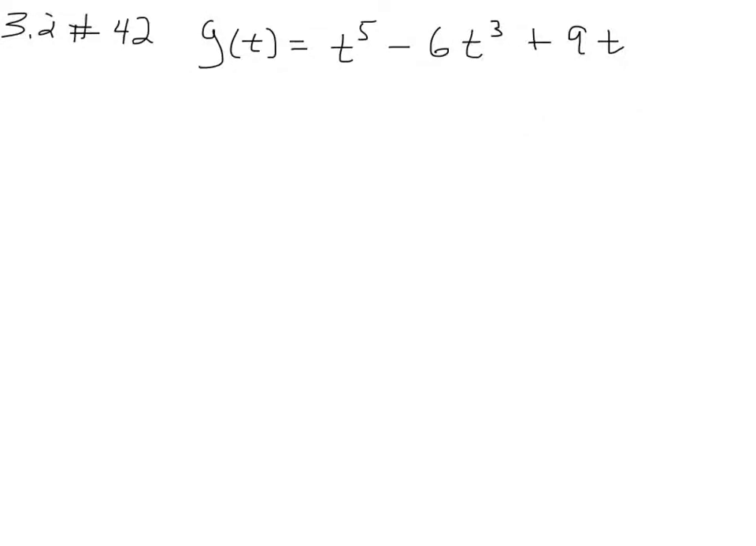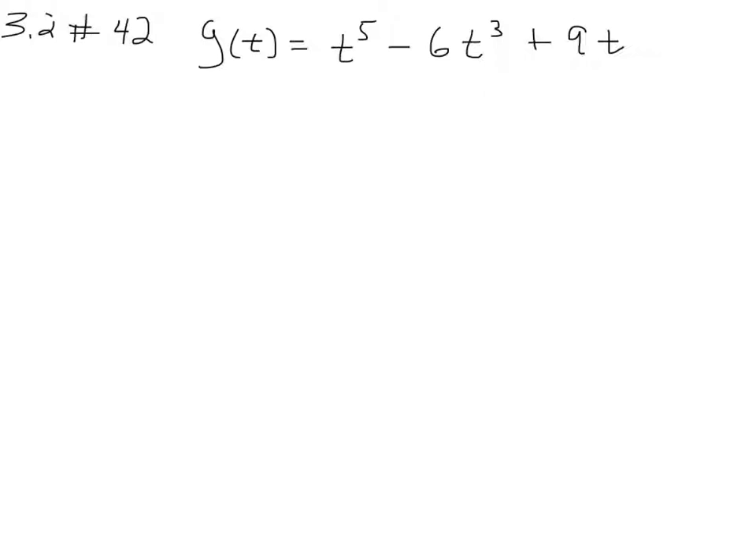Section 3.2, number 42. Here we are given this polynomial in t: g of t is equal to t to the fifth minus 6t cubed plus 9t. We're asked to find the zeros algebraically, then use a graphing utility to graph the function, use the graph to approximate any zeros, and compare them to what we get from the algebraic part.